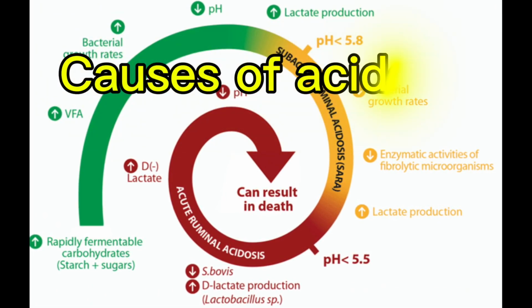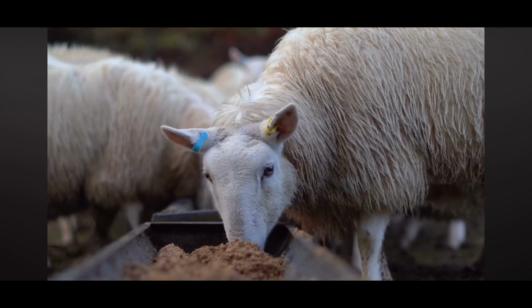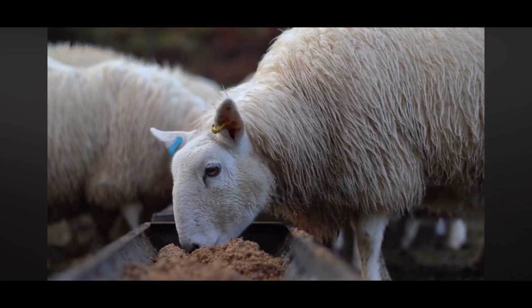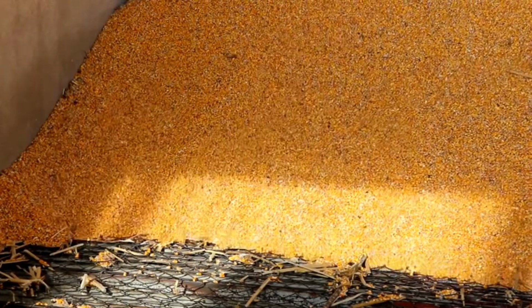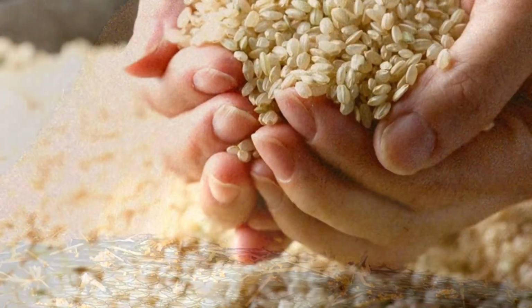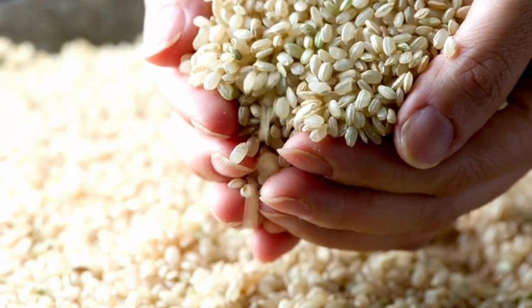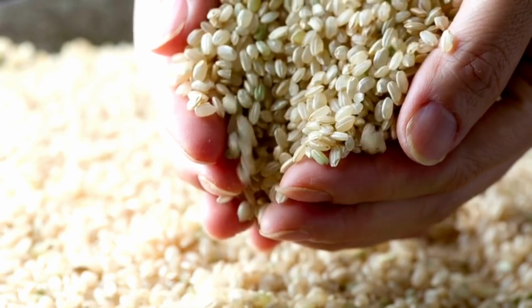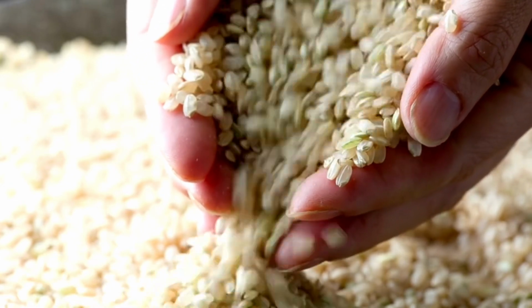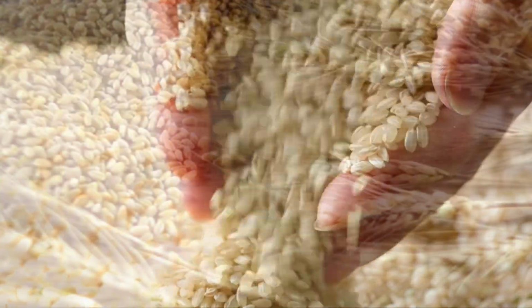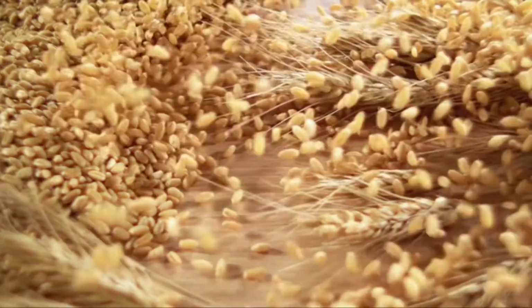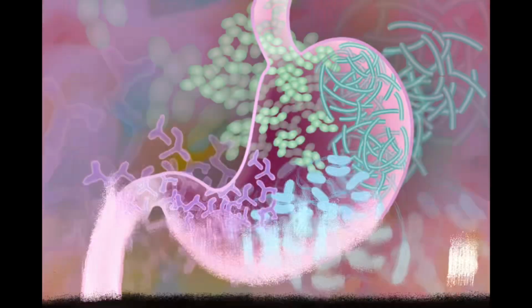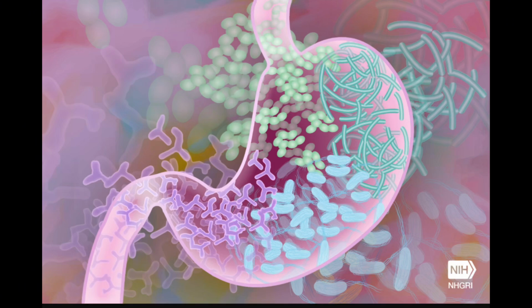Causes of acidosis. Acidosis is commonly triggered by an abrupt change in the sheep's diet, particularly an increase in grains or high-energy feeds. Grains like corn, wheat, or barley are quickly fermented in the rumen, producing large quantities of lactic acid. Without a gradual introduction to grains, the rumen's natural microbes are overwhelmed, leading to lactic acid buildup and a drastic drop in pH. This acidic environment hinders the growth of beneficial bacteria, resulting in ruminal upset and acidosis.